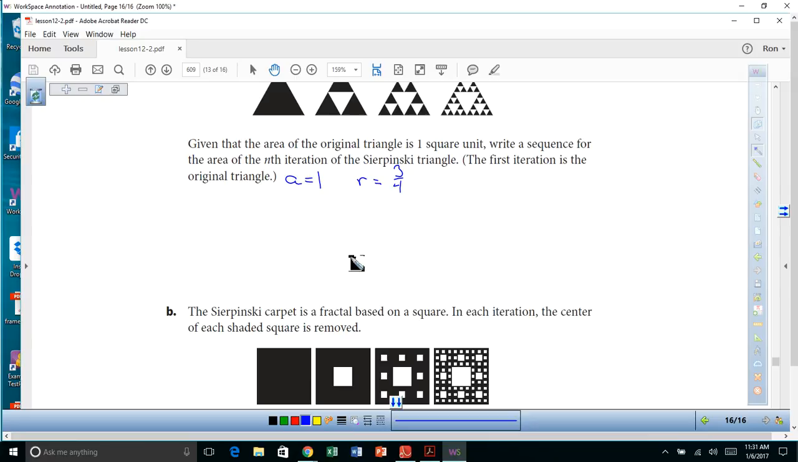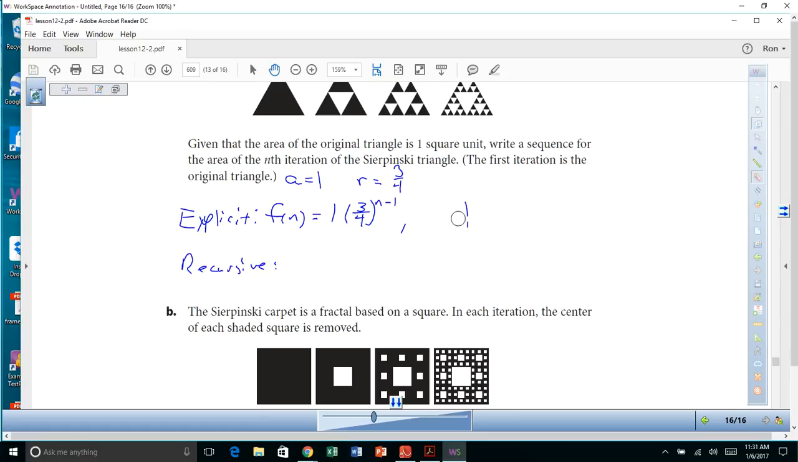3/4. All right. So the explicit formula would be f of n equals a, that's 1, times r, which is 3/4, to the n minus 1, and n is greater than or equal to 1.